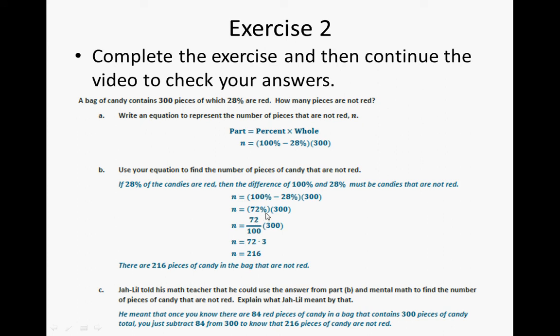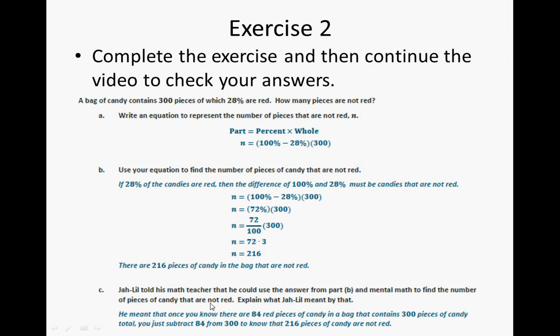If you started with 72%, the question is going to be, how did you get 72%? That's why this first equation is really important, to show that you are going to get 72%. And then the following is the same as what we did before: 72 over 100 times 300, which is 72 times 3, which is 216. So there are 216 pieces of candy in the bag that are not red. Now, if you did the equation by just subtracting from the answer from the previous question, then that is not going to satisfy any of the questions here.